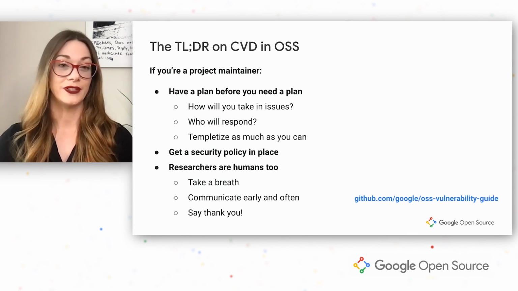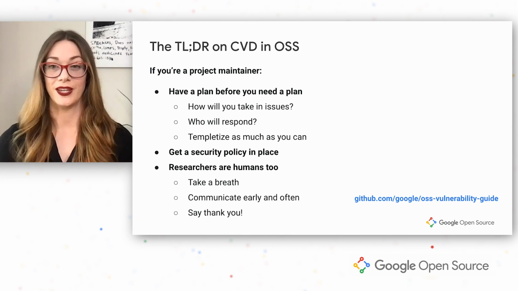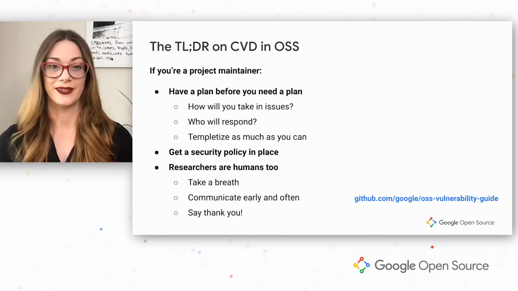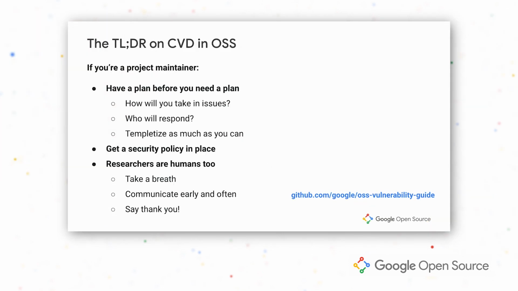So the TLDR, particularly for the project maintainers here, is to have a plan before you need a plan. Know who's going to take in issues, who's going to respond, templatize those communications as much as you can, and really get that security policy in place. That's how researchers will know how to report issues to you. And inevitably, you will get something, and don't panic.